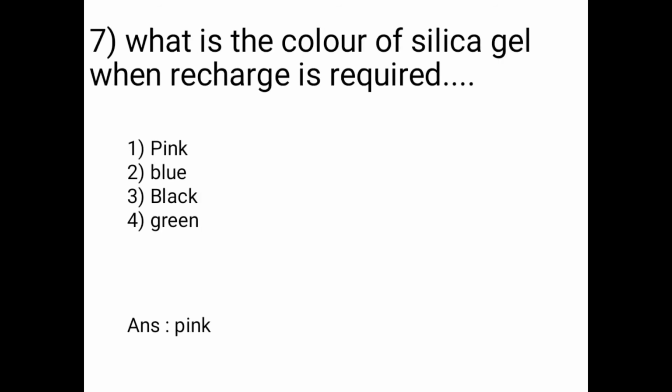Next, what is the color of silica gel when recharge is required? Options are one, pink, second, blue, third, black, fourth, green. Answer is pink, means option 1 is the answer.